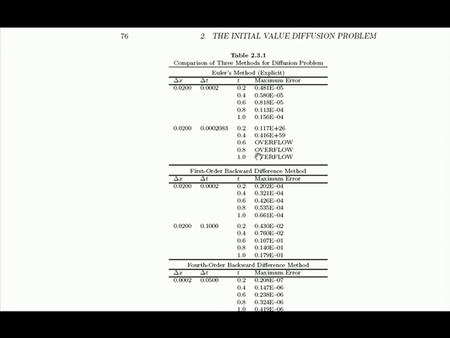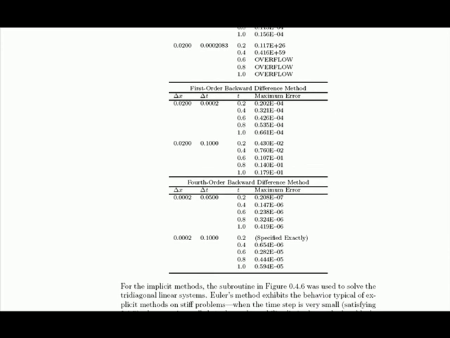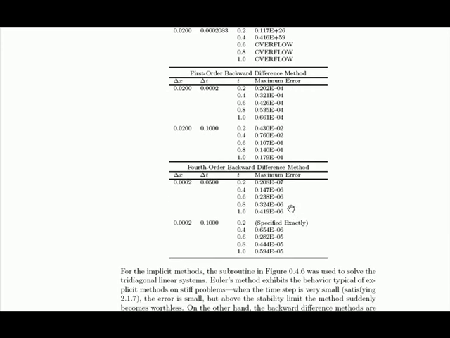On the other hand, if we use a first order backward difference method, that is the backward Euler method, that is the implicit method, now we can use much larger time steps and it still is stable. Then we also used a fourth order backward difference method, which is also unconditionally stable. All the backward difference methods are good for stiff systems. And here, when we use a large delta t, we get much better results because it's fourth order in time.